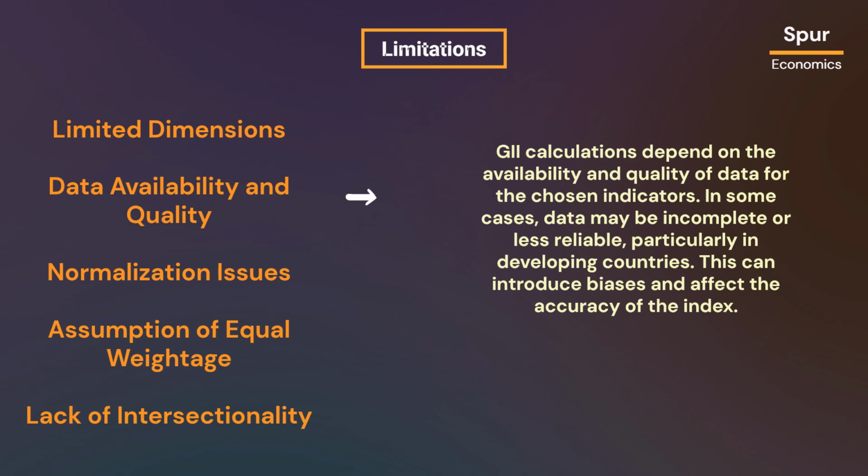GII calculations depend on the availability and quality of data for the chosen indicators. In some cases, data may be incomplete or less reliable, particularly in developing countries. This can introduce biases and affect the accuracy of the index.